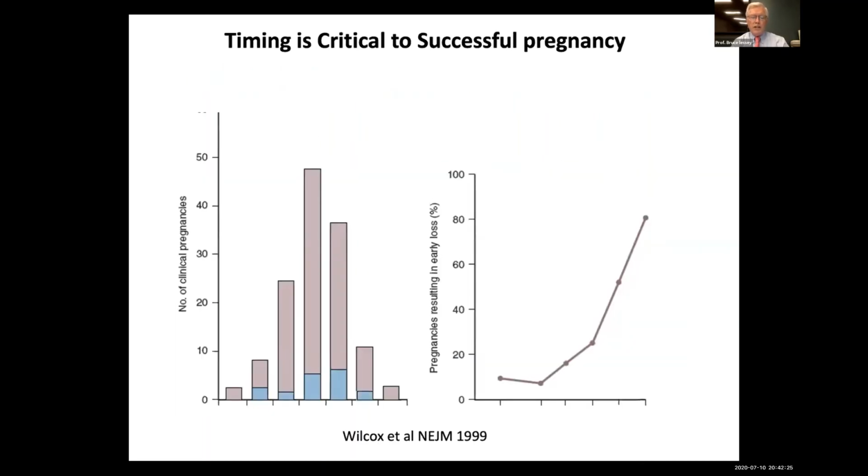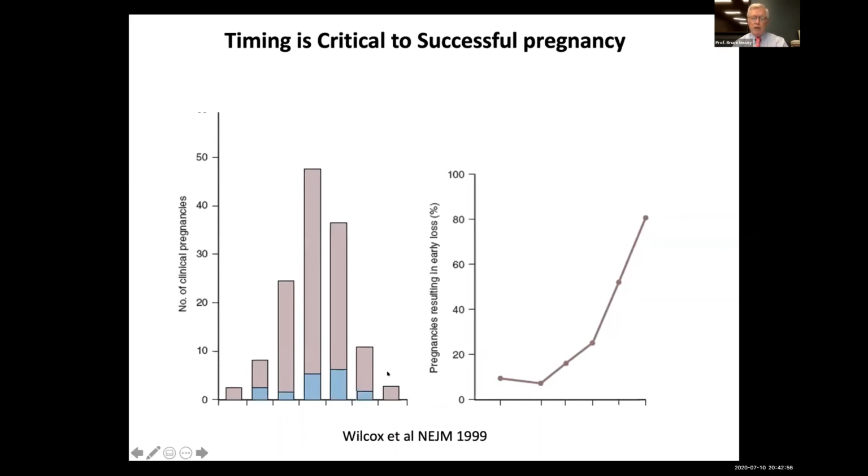So when we look at what it takes to implant, we know from this Wilcox paper in the New England Journal of Medicine that most women implant between LH+6 and LH+10. But as you notice in this graph on the right, for every day after day 10 that embryos implant, the miscarriage rate goes up and up. This would suggest that there is a window of implantation and that moving this window has negative consequences.